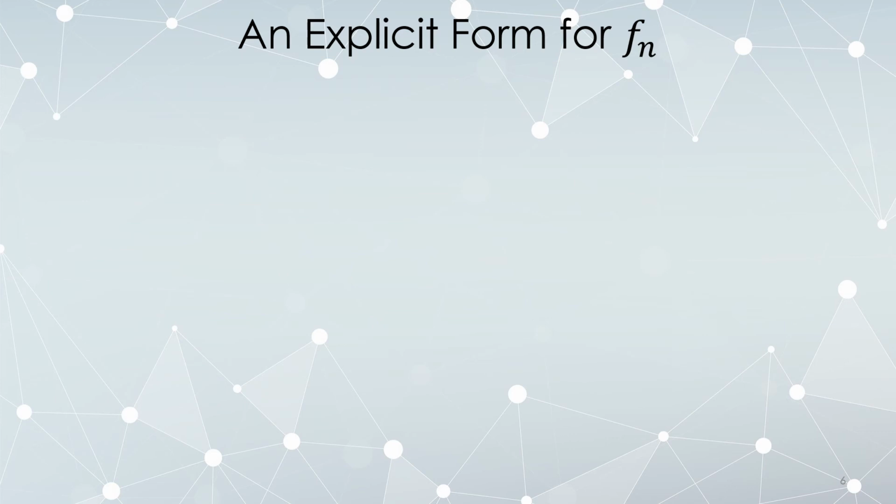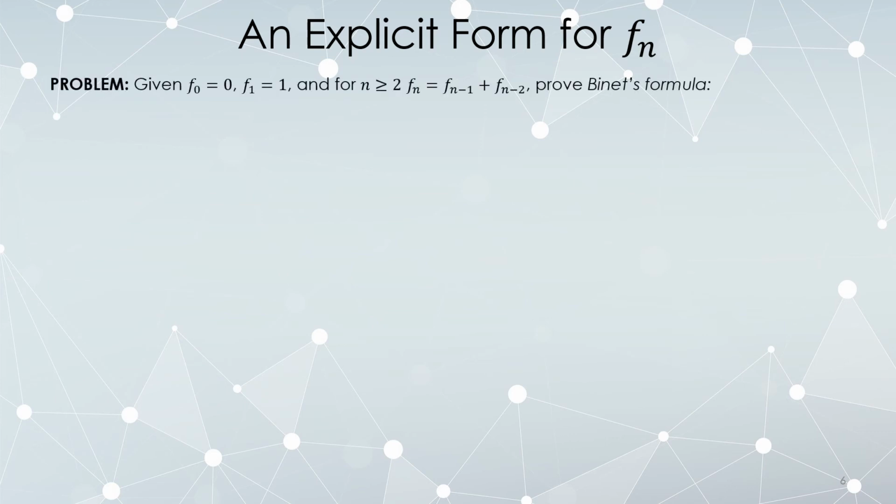Okay, let's look at an explicit form for the Fibonacci numbers f sub n. Remember that the Fibonacci terms were given as follows. F sub 0 is 0, f sub 1 is 1. And then we've got a very straightforward two-step recursive formula. One term is equal to the term before it plus the term before that.